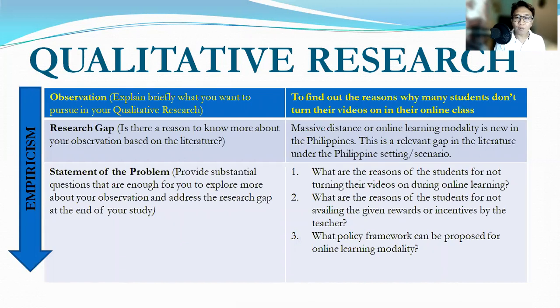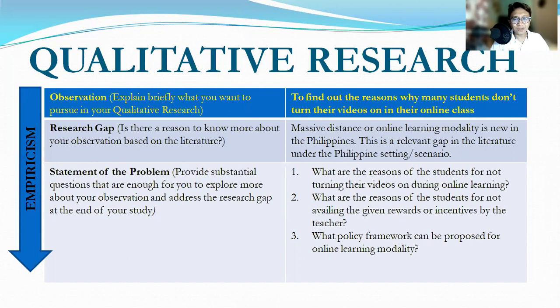So questions might be, what are the reasons of the students for not turning their videos on during online learning? This is a very fair question because your point here is, of course, we know that the incentive theory is telling us that our behavior is affected by external reward. But why? What are the reasons of the students for not turning their videos on during their online learning, despite you giving them some form of rewards? And what are the reasons of the students for not availing your given rewards or incentives by the teacher?